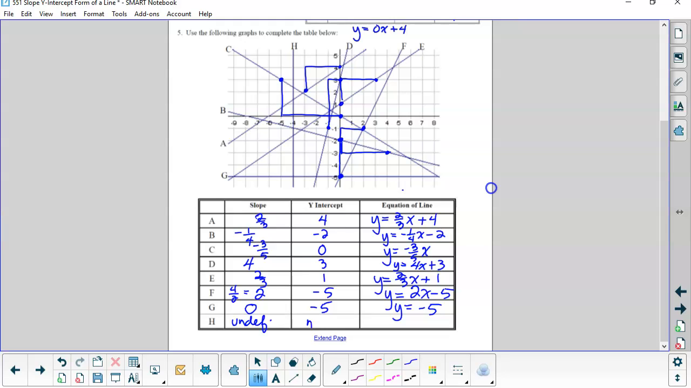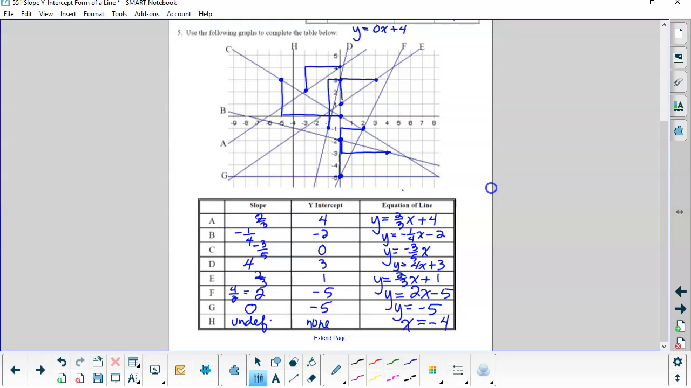There is no y-intercept. So the equation for this is x equals the x-intercept. So just like the horizontal line, it was y equals whatever the y-intercept is. For vertical, it's x equals whatever the x-intercept is. Okay? Sometimes students get those mixed around.